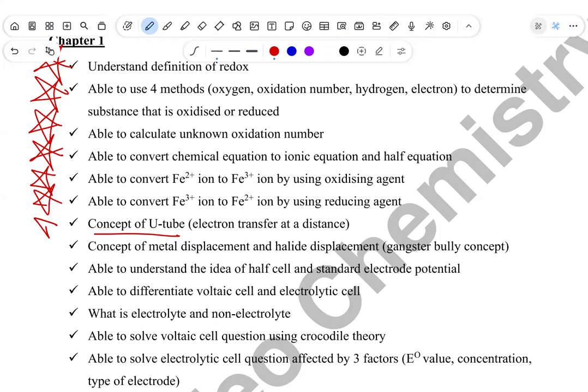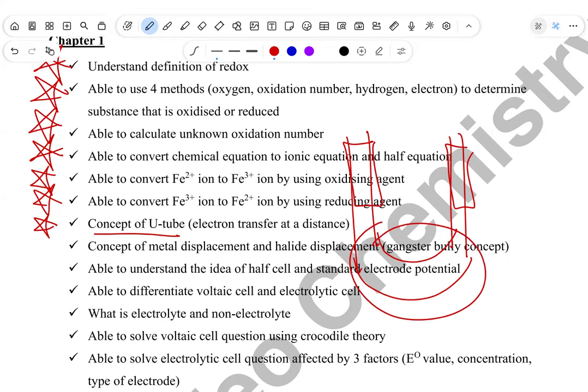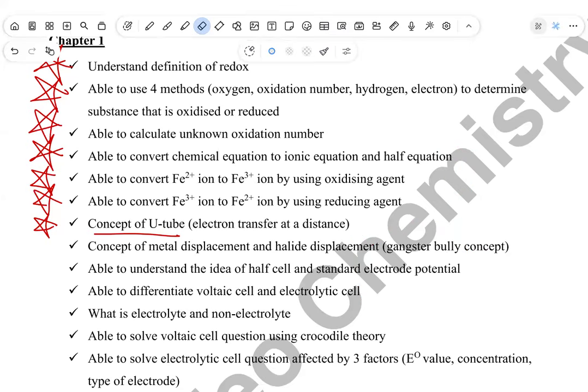The cell can produce electricity. So it has an oxidizing agent, a reducing agent, and a salt bridge, three solutions together. I hope you still remember that.